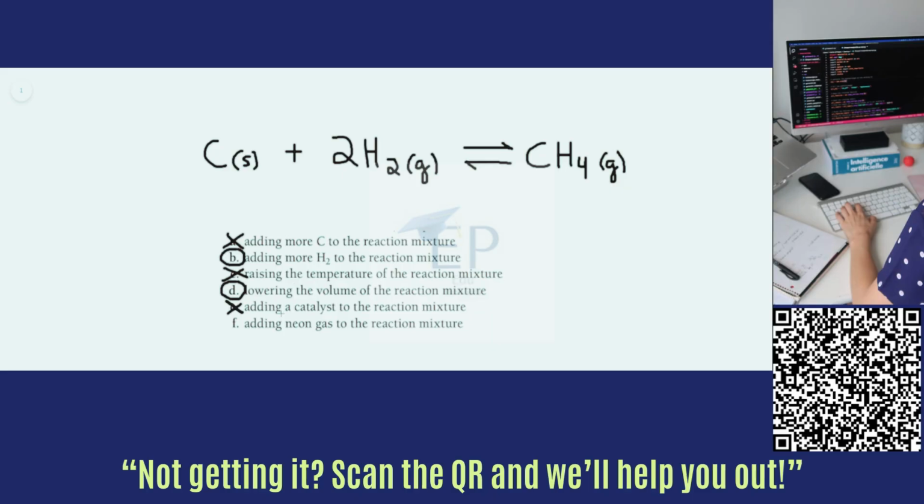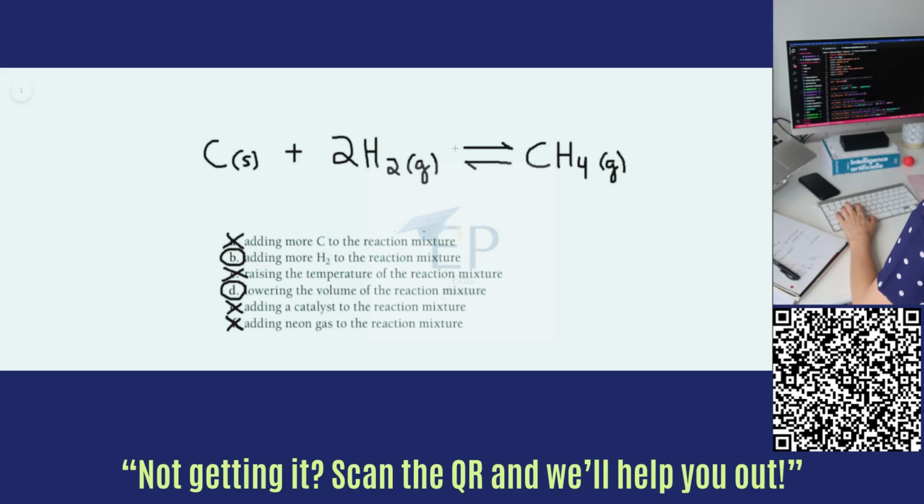And F says adding neon gas to the reaction mixture. And I suppose they said neon because neon is a non-reactive gas. It's an inert gas, so it's not going to react with anything and shift it. But it is a gas, and we have to think about what effect adding a gas to a reaction does. When you add gas to a total reaction, you're going to add it to both the reactants and the products. So if you're adding it everywhere, you're not shifting the reaction in any particular direction. So just adding gases to reactions doesn't shift them. So F would also not change this.